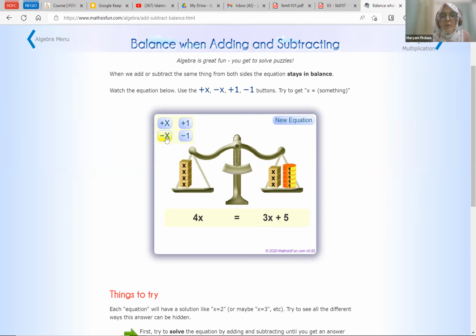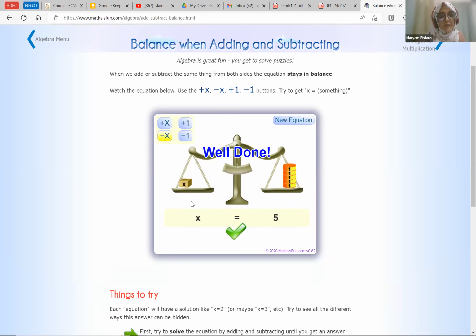So I'm removing the x. I'm doing minus x, and when I'm doing minus x, both sides get a minus x. So that one was 4x, it became 3x. This one was 2x plus 3, it became x plus 3. Okay? Now, when I'm subtracting x, I am doing it on both sides, so it is still remaining balanced. The value of the equation is not changing.